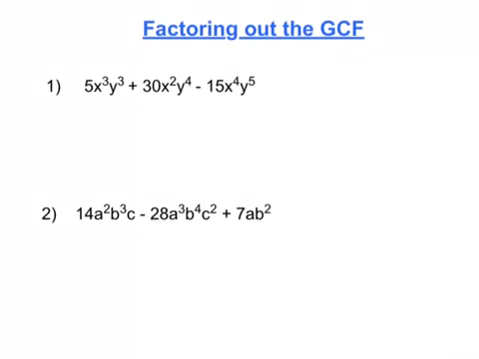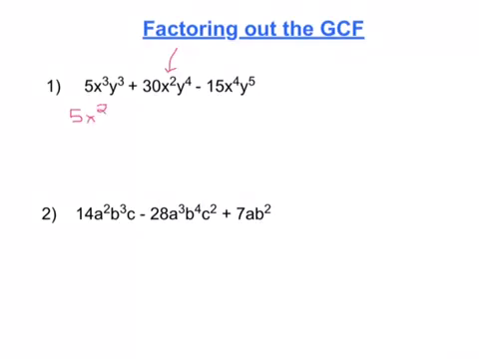So I first just take a look at the numbers. We have a 5, a 30, and a 15. So the biggest number that divides evenly into all three of those is 5. Now if we take a look at our x's, we have x to the third, x squared, and x to the fourth. So if you want to figure out what the GCF is, you're really just looking for whichever one has the smallest exponent, which would be this one right here, x squared.